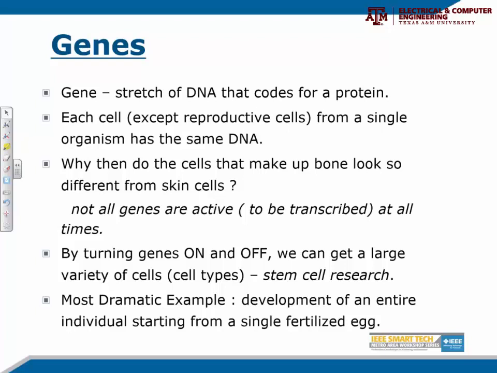And the most dramatic example of genes turning on and off at the right location, both in time and space, is the development of an entire individual starting from a single fertilized egg. That's something really remarkable, because to have a human being, you need about 100 trillion cells. You have to have the right number of cells, and that happens most of the time.